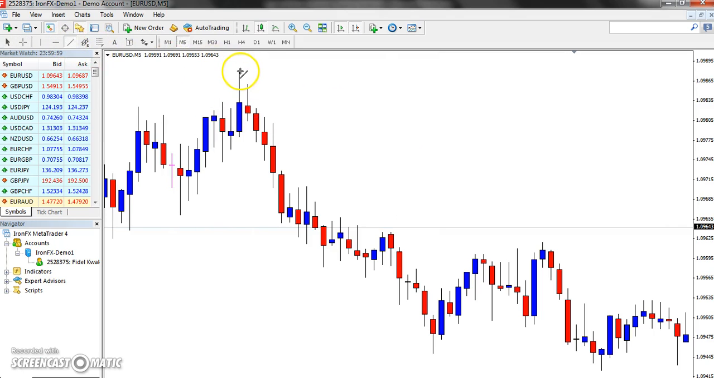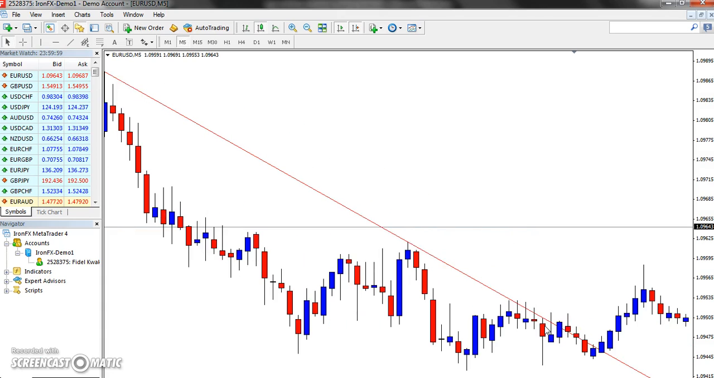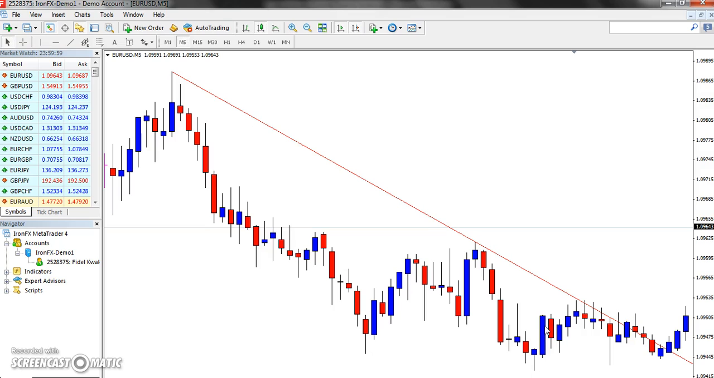We will click here, and then we look for the next highest point. Now the next highest point will be this one, right? So now what this implies is that when there is a bouncing off, you expect the market to drop.